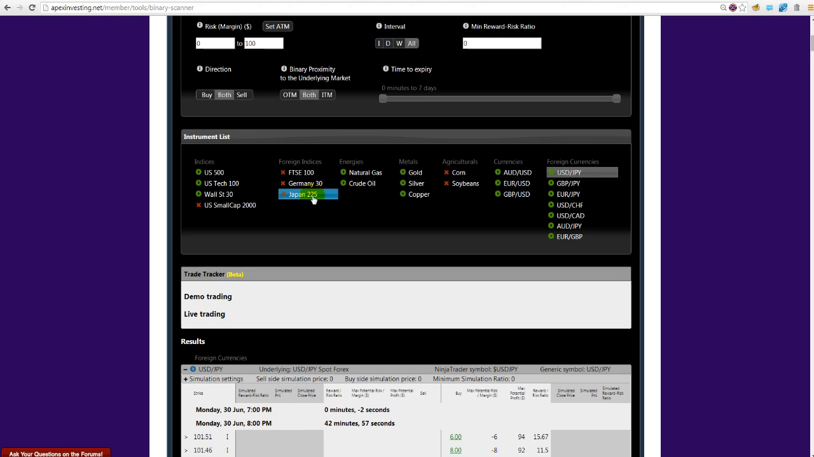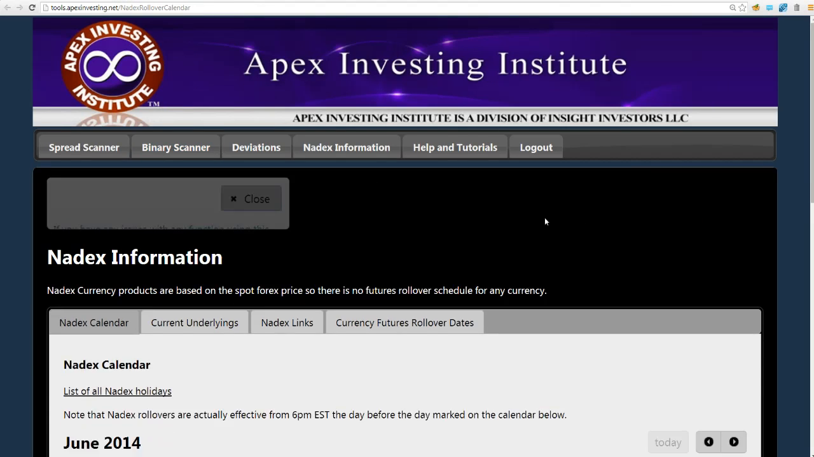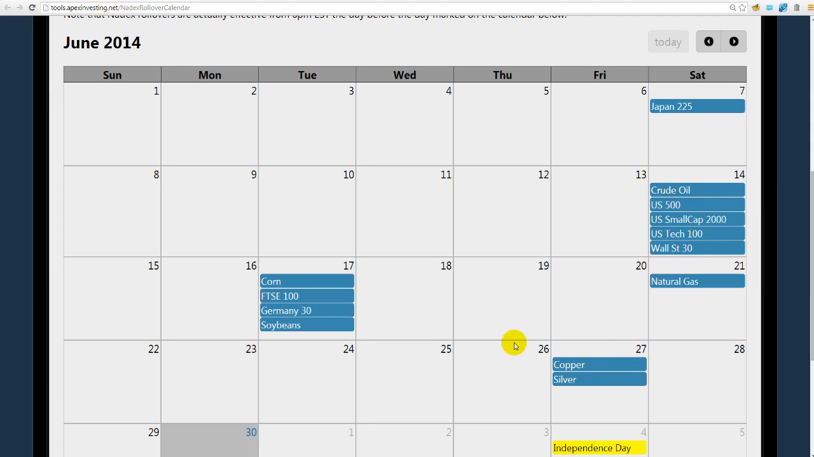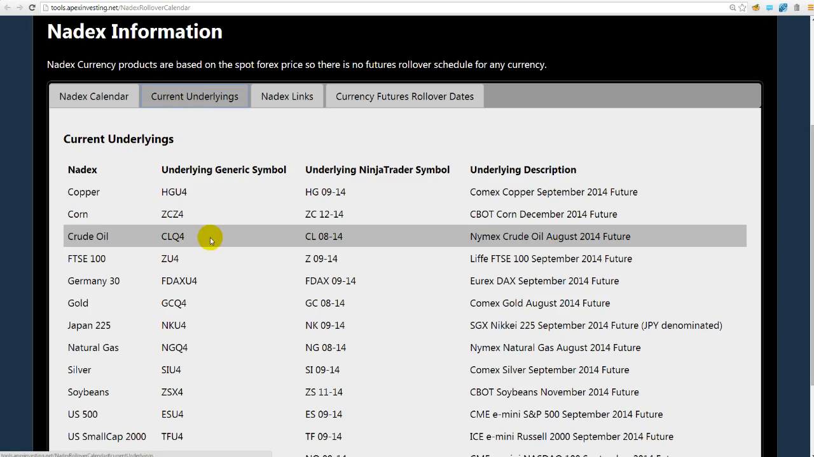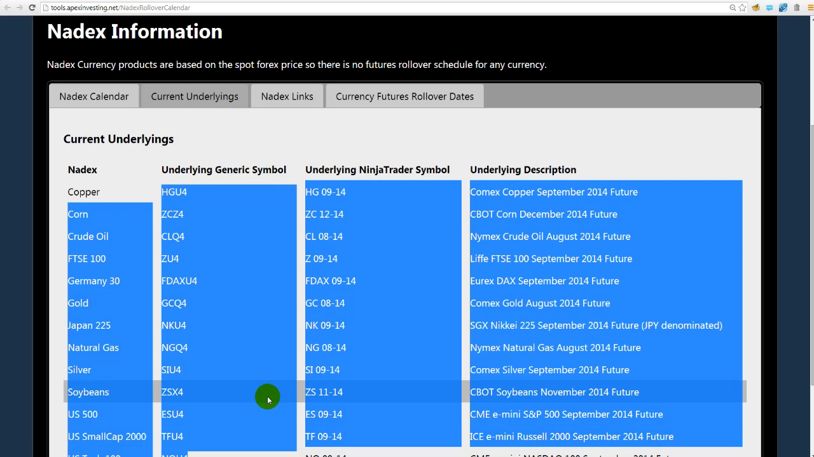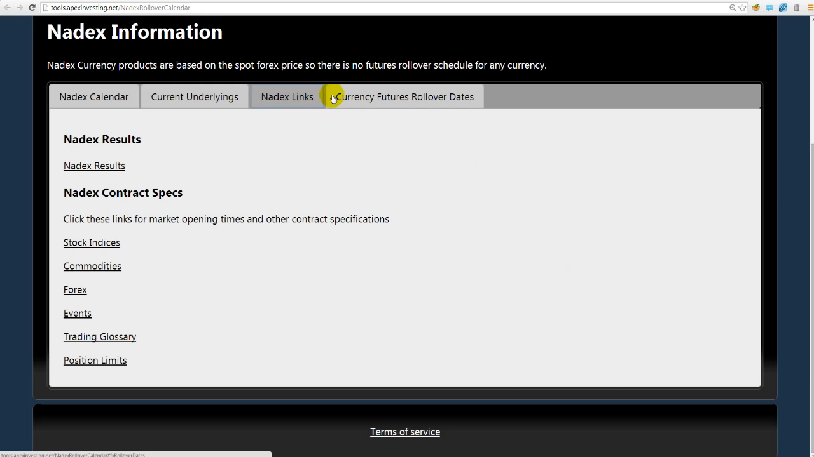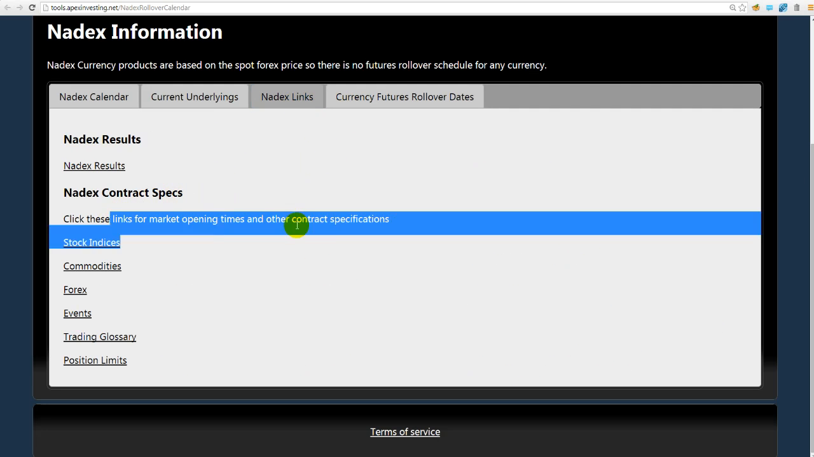If you've ever been wondering, what are the hours that you can trade? You can go over here to this Nadex information tab at the top. And it's really helpful. It has a lot of information on there, like when are rollovers to new futures contracts, what contracts should you be looking at, like what are all the future symbols, and what are the months. All of them are right there, okay? And then from there, you can go into looking at links on Nadex, such as the contract specs.